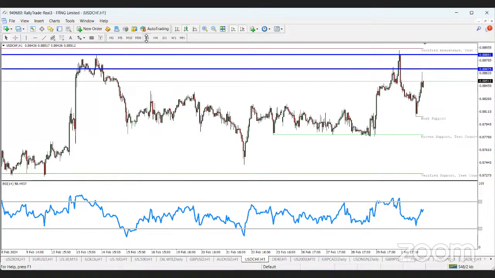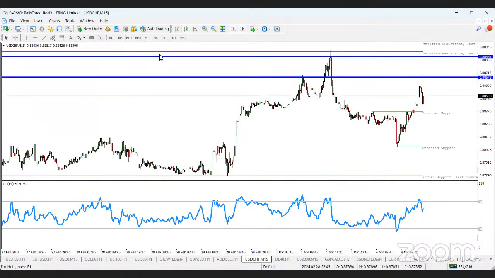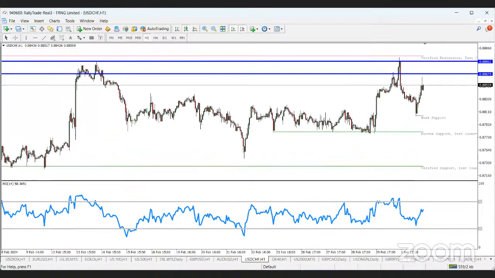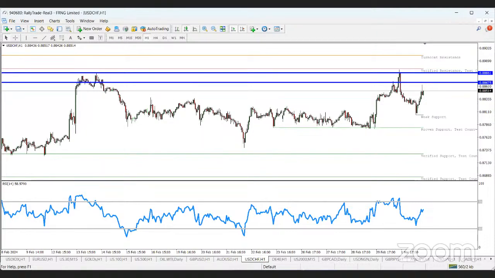Okay, let's continue. I really feel like this might be a very good buy. You know, I really feel that way. But we'll take that buy from 0.88680, take profit at around 0.88860. Okay, that's what I would advise to do on USD CHF. Okay, we'll move on from that.